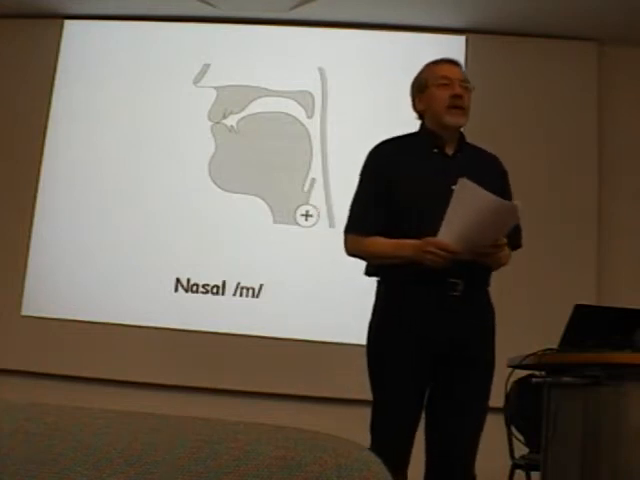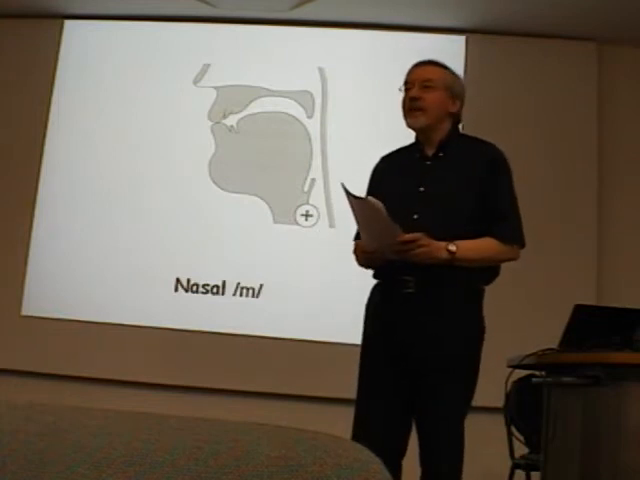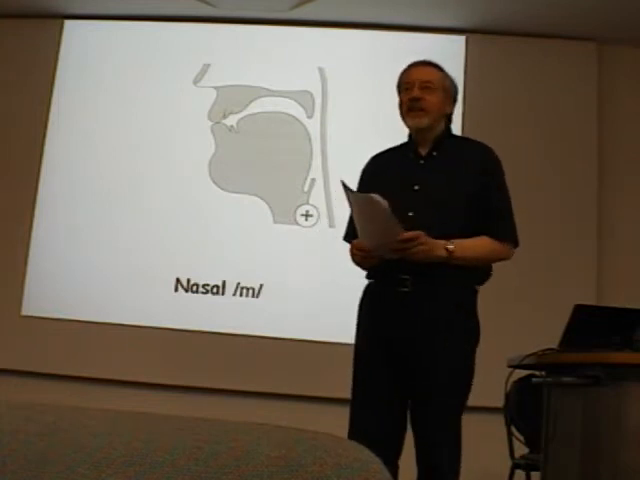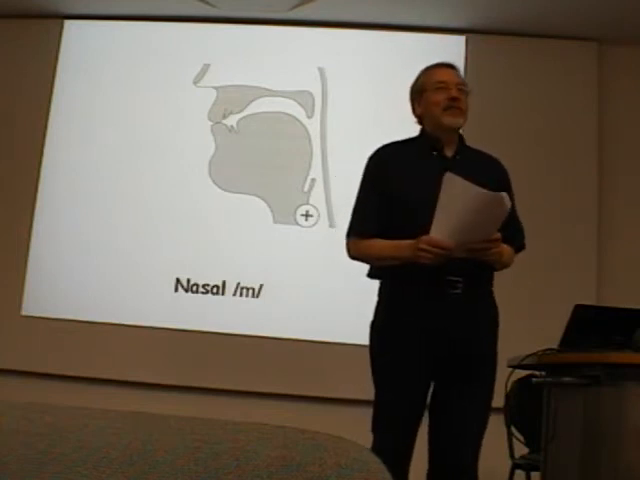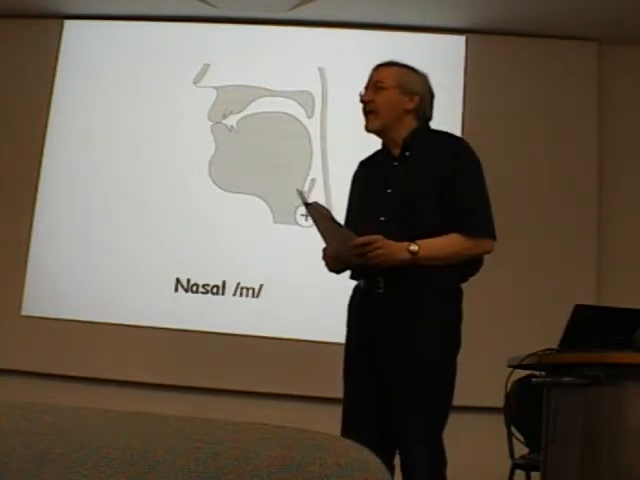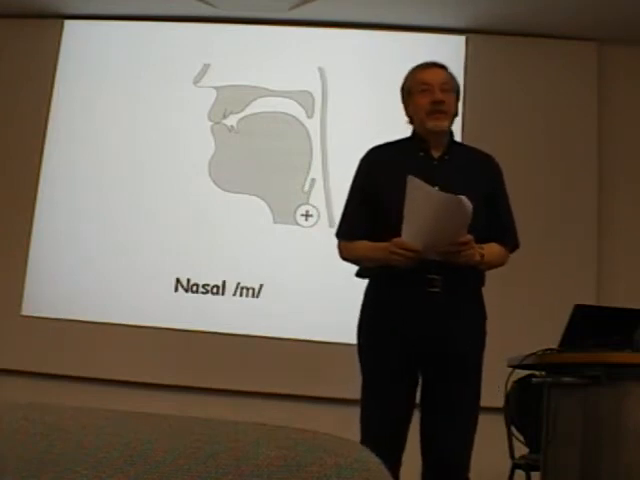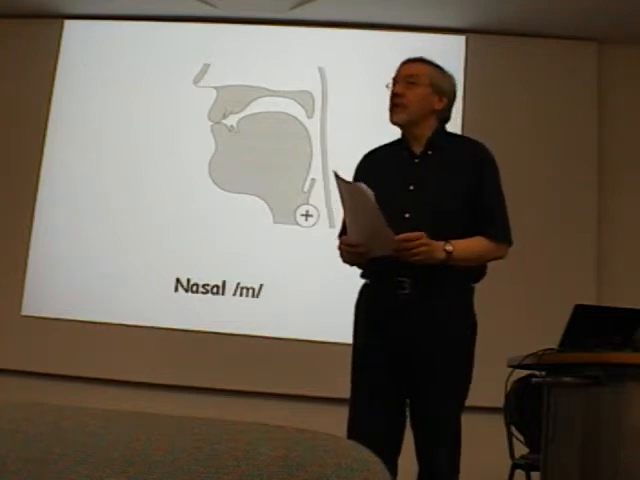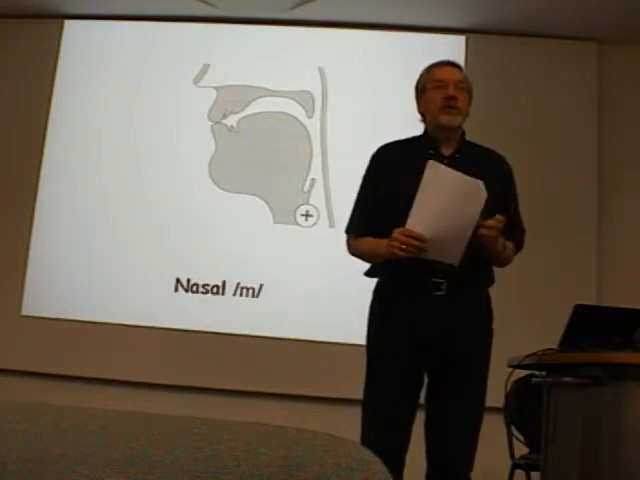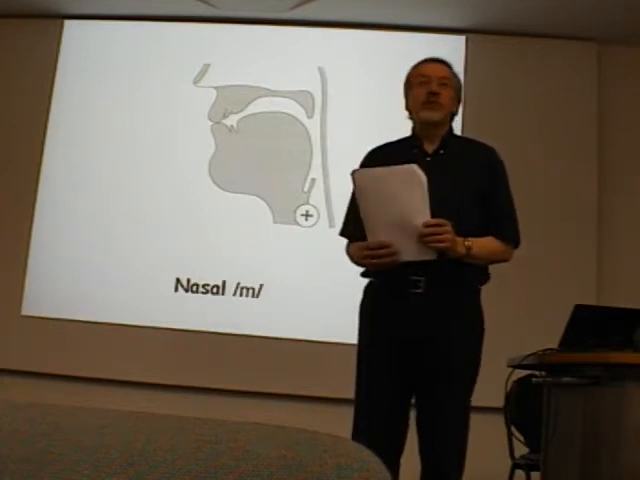So we have, in final position, m as in ram, and n as in ran, and eng, velar nasal, as in rang. Other languages only have one nasal. I don't know of any languages which don't have nasals, but in final position, it's not all that uncommon to find that there's only one nasal consonant.